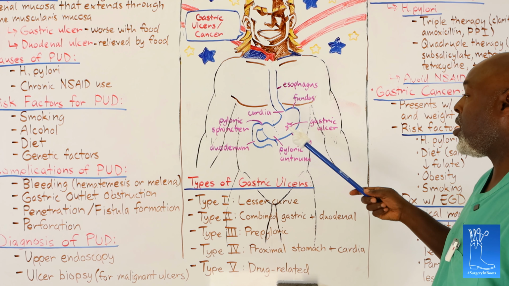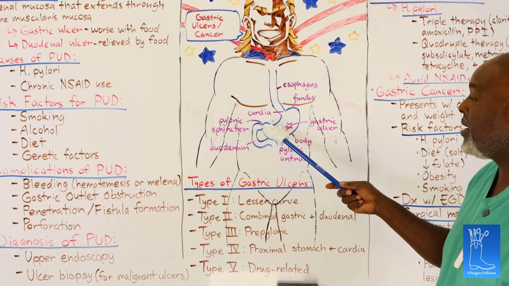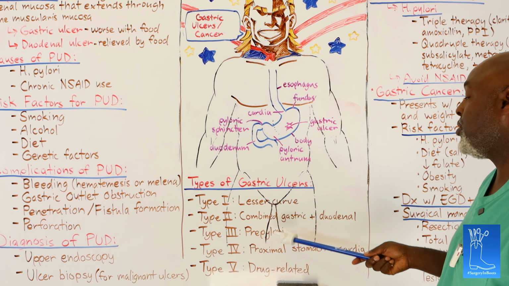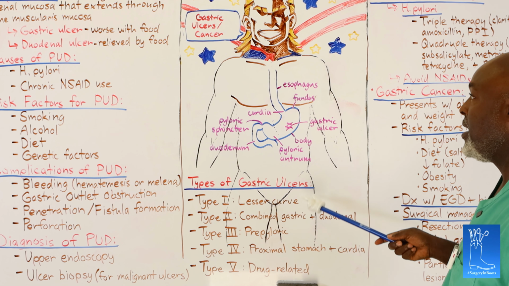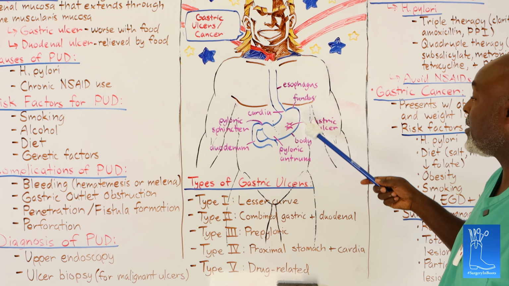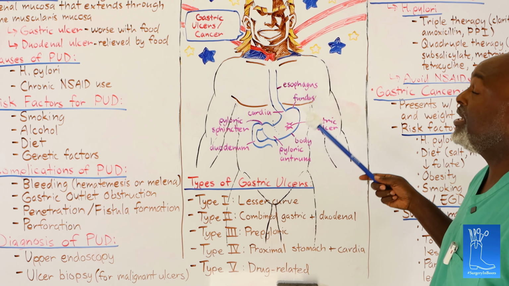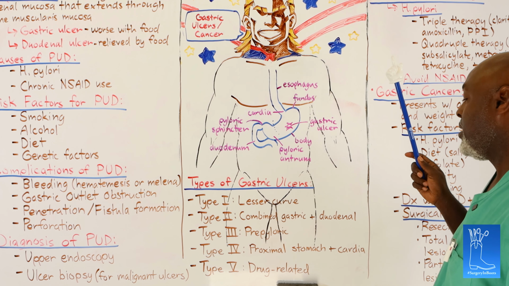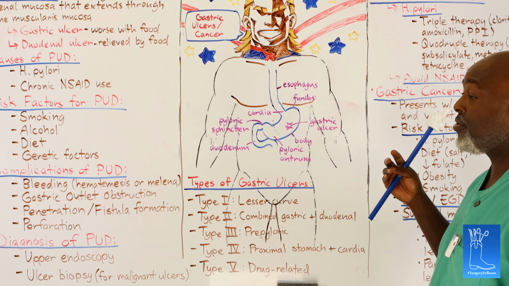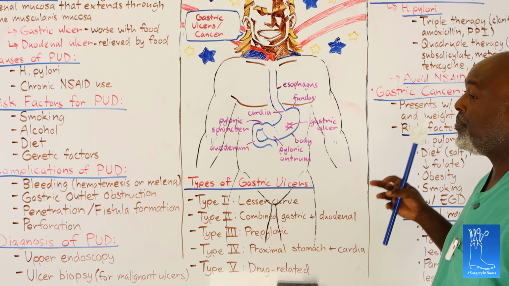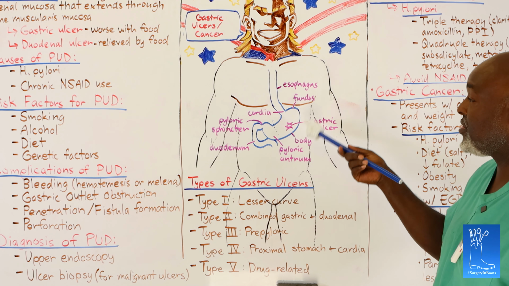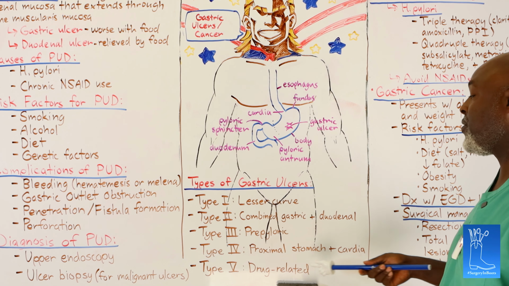Type 3 ulcers are typically right here before the pylorus, right here in the antrum. And type 2 and type 3 are typically associated with increased acid production. Type 4, proximal stomach and the cardia. These used to be associated with drugs, but we separated it out. So like Goody's powder, chronic NSAID use, any type of medicine, including steroids, that can cause holes in the stomach or ulcers in the stomach, typically are referred to as type 5.